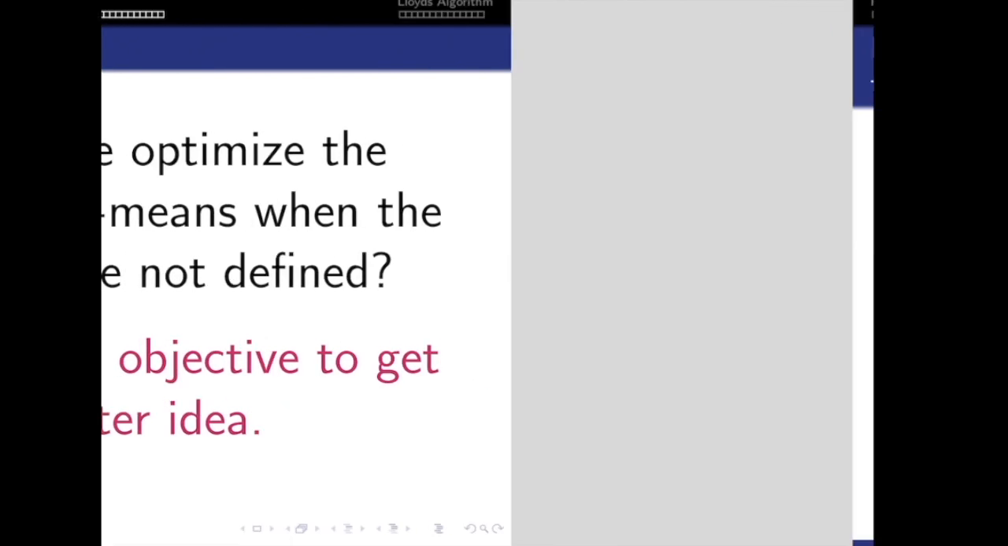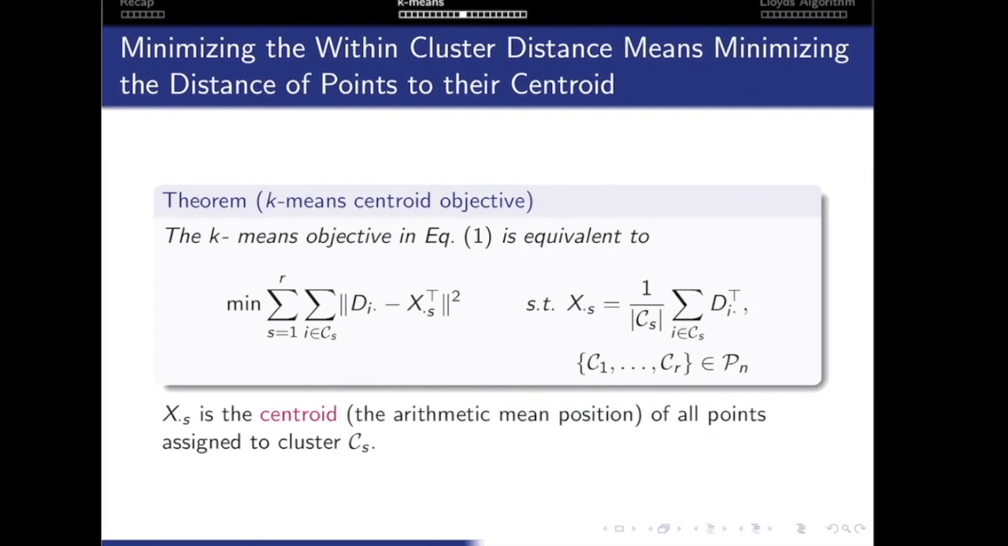Yeah, and what we do here now is to swing our magic math wand, and then we get that minimizing the within cluster distance is equivalent to minimizing the distance of points to their centroid. So here, by this transformation, we get a notion of centroids. And if you want to know how that transformation goes, then you can have a look in the math PDF. So the result here is that the k-means objective, which we have defined before, is equivalent to this objective here.